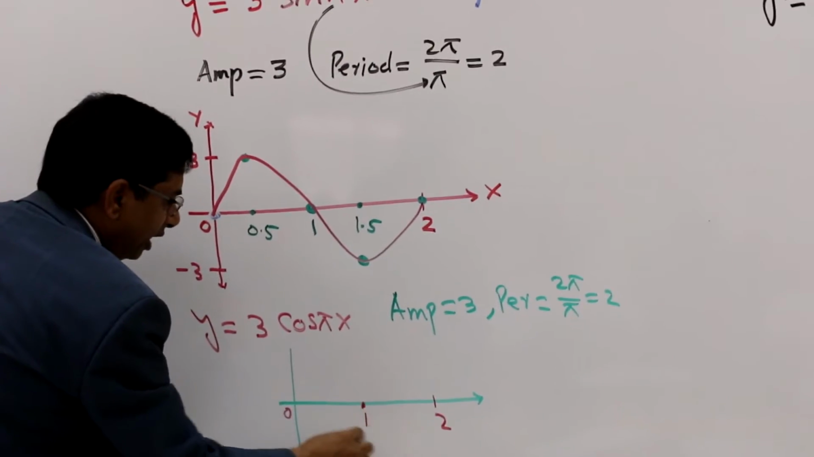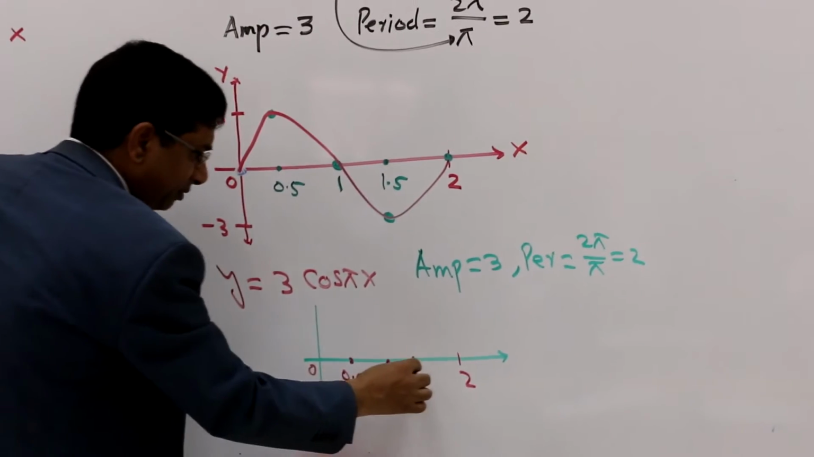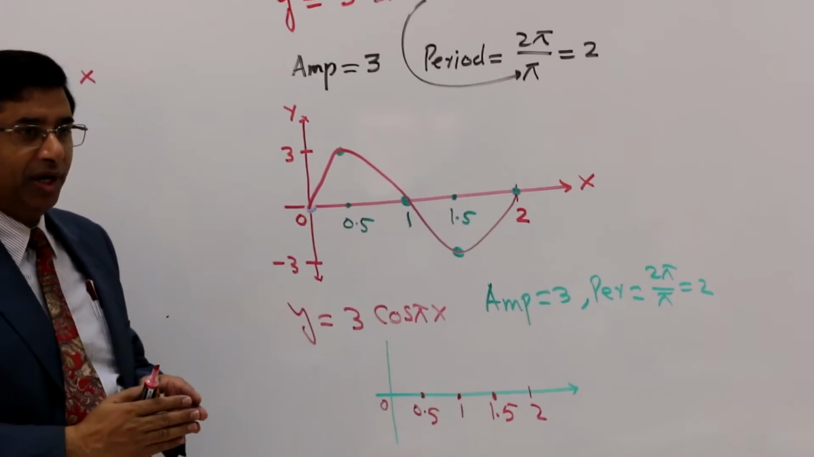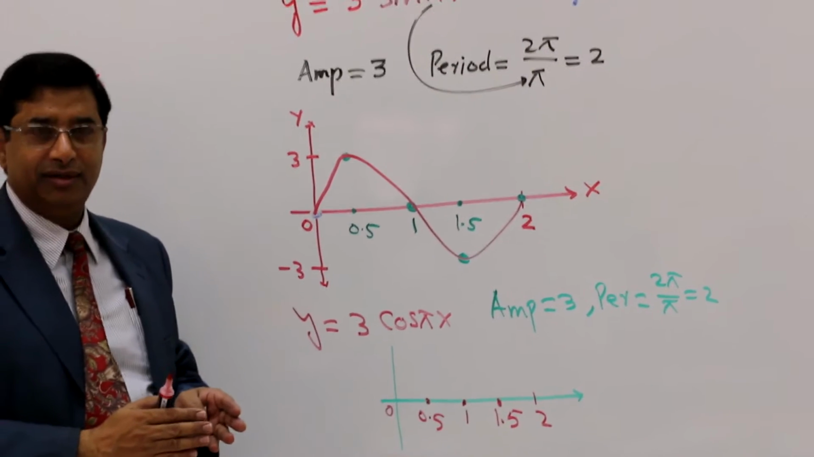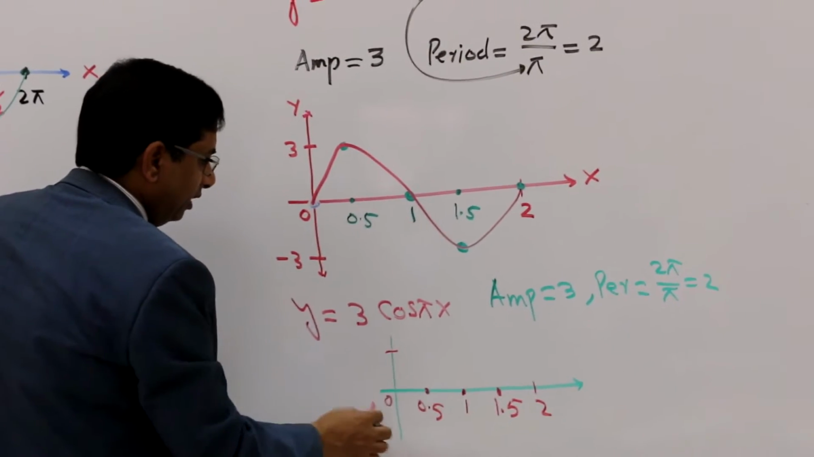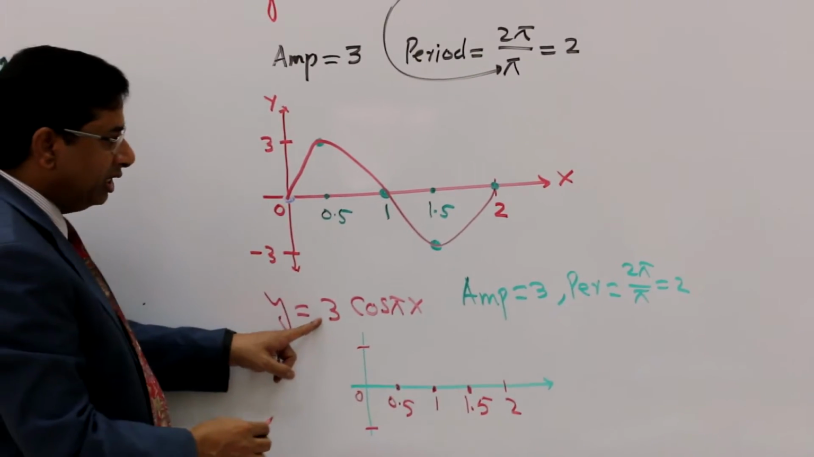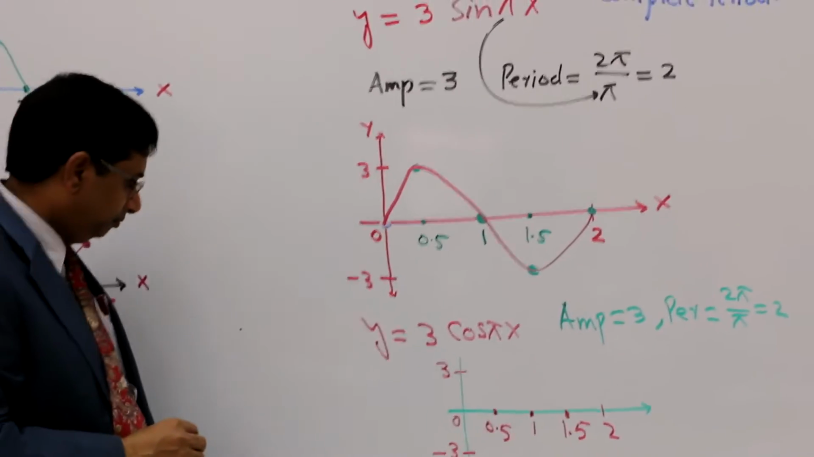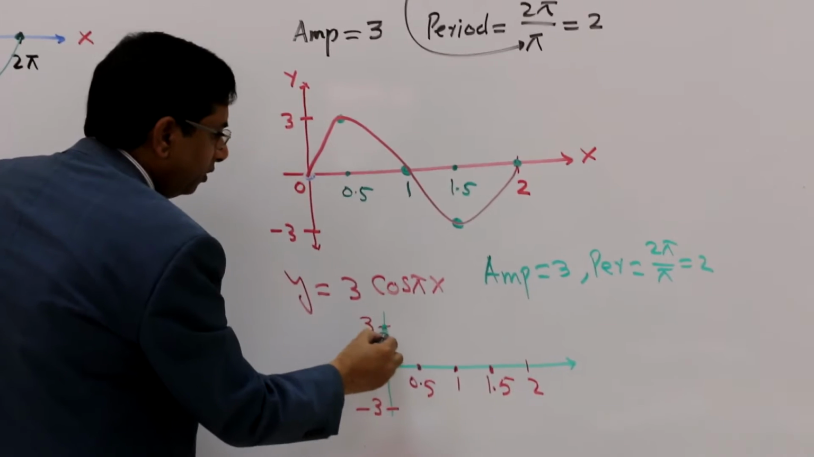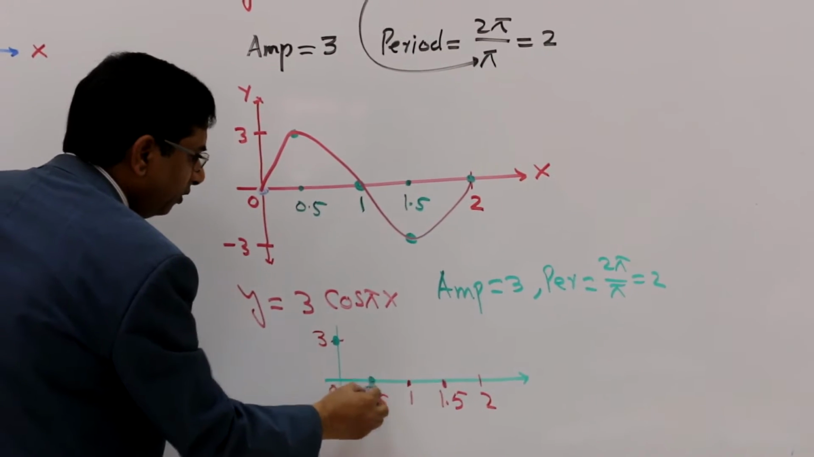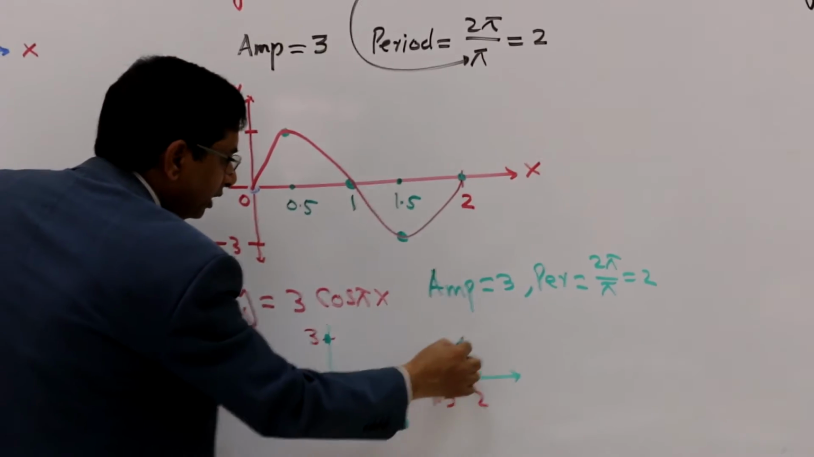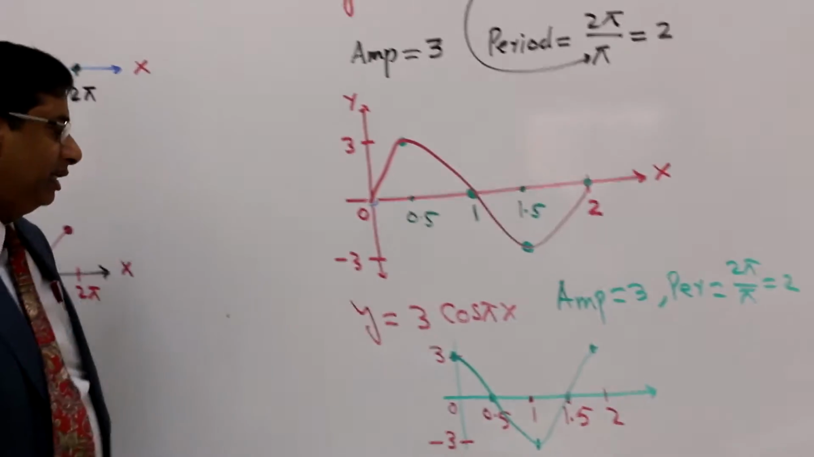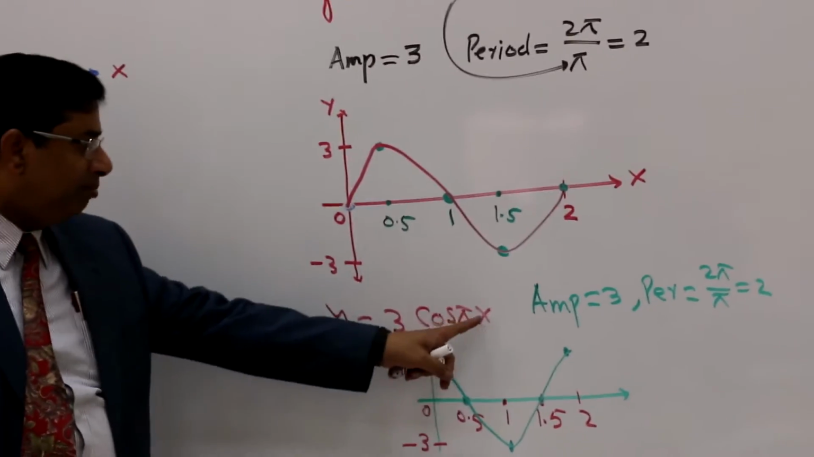Take the midpoints: 1, then 0.5, and 1.5. Now, the cosine graph starts from 1, but in this case the amplitude is 3, so we will start from 3. So this is 0, 3, 0. You see, this way we can get the points, and you can join these points nicely. So this is the graph for y = 3 cos(πx).